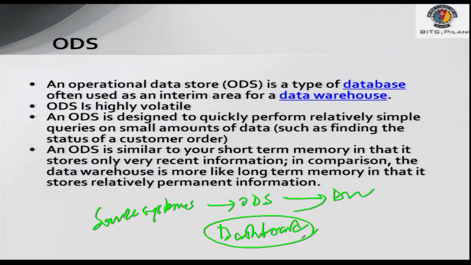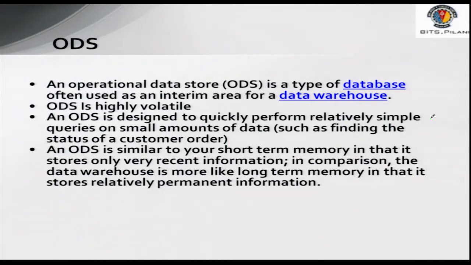Okay. So an ODS is similar to your short-term memory in that it stores only recent information. So there is no history that is available in the ODS. It is always current valued, and it contains only the current data. In comparison, the data warehouse is more like long-term memory in that it stores relatively permanent information. So data warehouses typically keep 5 to 10 years of data. That is very common. Okay, so these are some of the differences that I'm trying to highlight, and by doing that I'm trying to define this ODS.